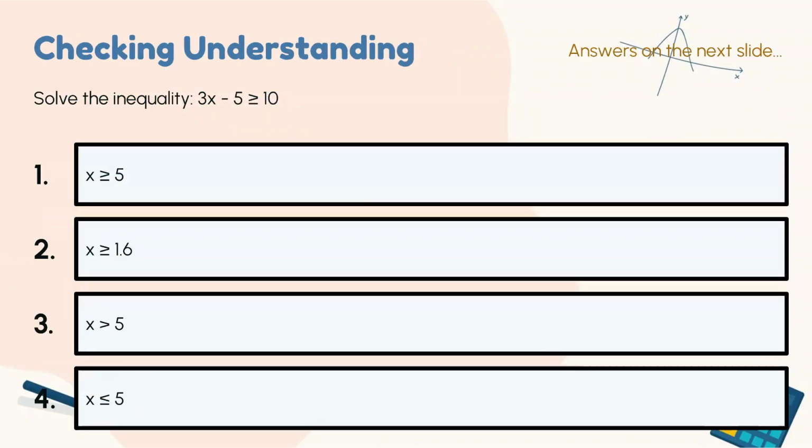Let's check your understanding. Solve the inequality 3x minus 5 is greater than or equal to 10. Is the answer x is greater than or equal to 5? X is greater than or equal to 1.6? X is greater than 5? X is less than or equal to 5? Pause the video and solve it carefully. Remember to use inverse operations just like solving an equation.